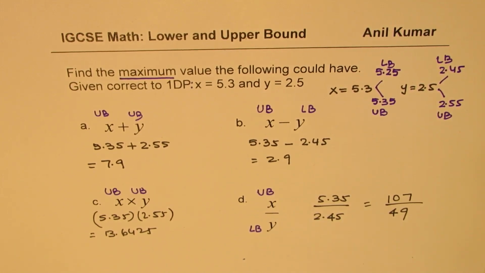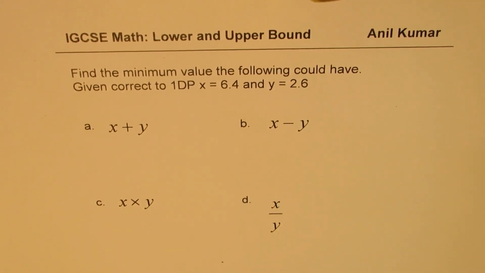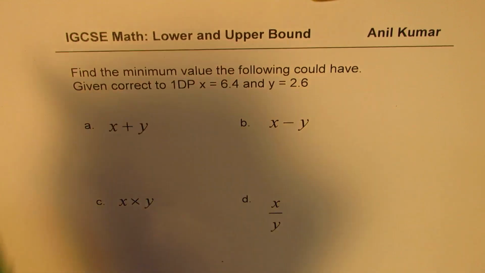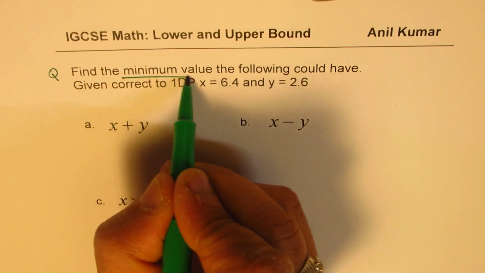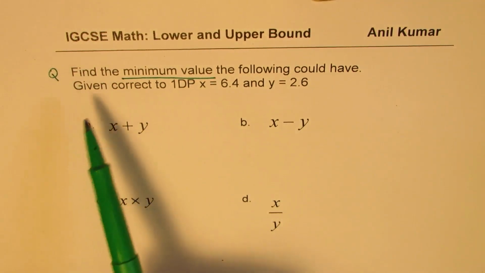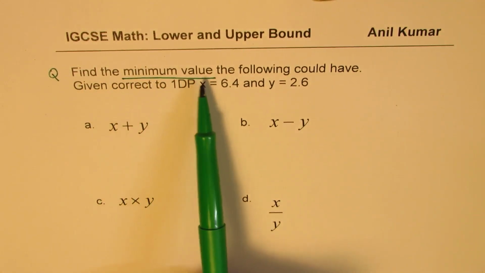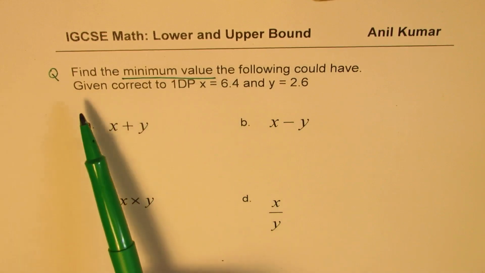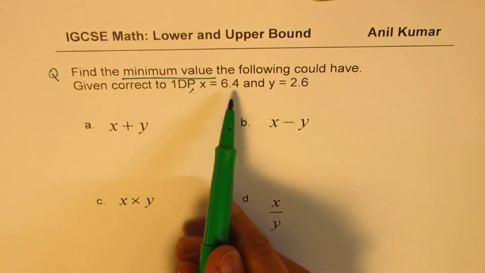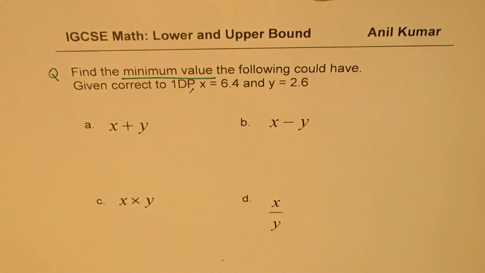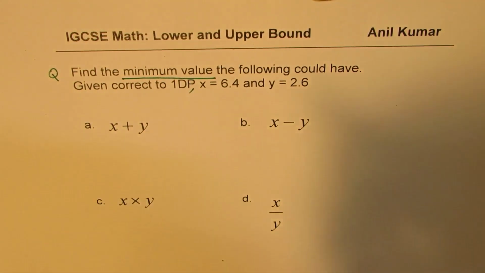Now let's take a similar example, but this time we'll work with the minimum possible value, okay? So we have a second example here, and in this particular example, we'll look into the minimum values. The question here is, find the minimum value the following could have. Given correct to one decimal place, x is equal to 6.4 and y equals 2.6. Okay? So the process is going to be exactly the same.